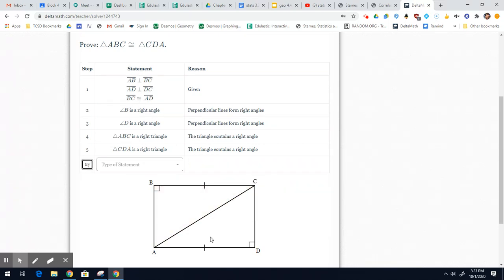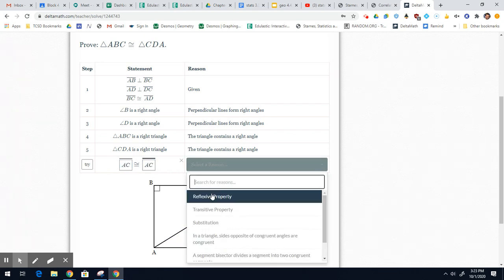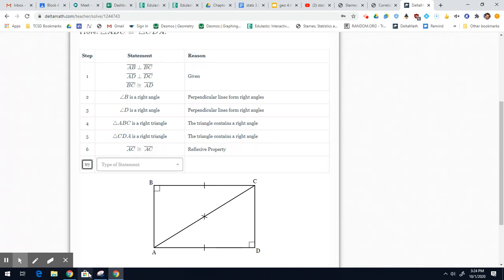I had my given congruent sides. So now I have to say that my hypotenuses are congruent because they are the same side used in both triangles. AC, AC. That is the reflexive property. Good. And now again, why am I going to say these triangles are congruent? Well, I have the fact that they are right triangles, and I have a pair of legs, and I have the hypotenuses. So that's why this is HL.